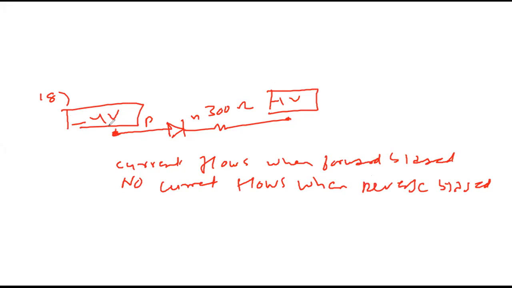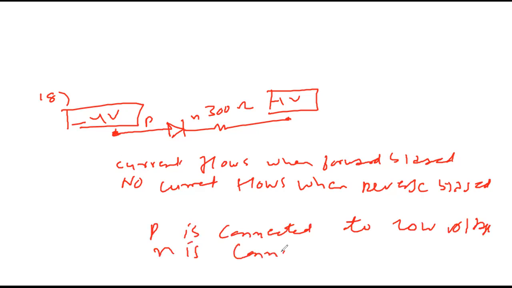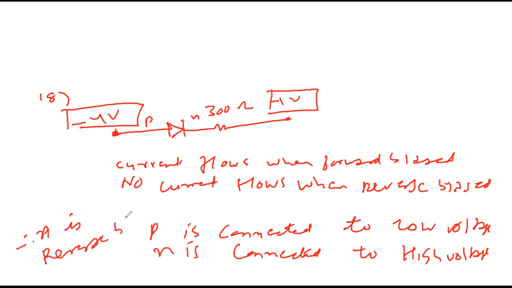See, don't check only plus and minus; both are negative. Low means negative. So it is not necessarily plus and minus every time. P is connected to low voltage as compared to N. N is also negative and P is also negative, but P is more negative. P is connected to low voltage, N is connected to high voltage. Therefore it is reverse bias. If reverse bias, what is the current flowing? 0. So I is 0 during reverse bias is the answer.